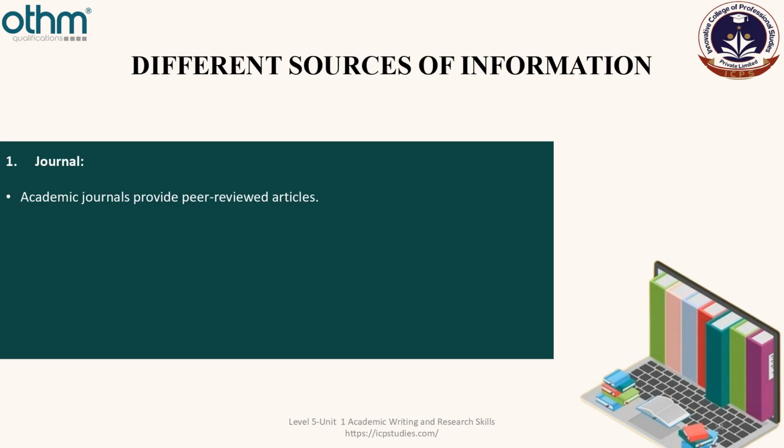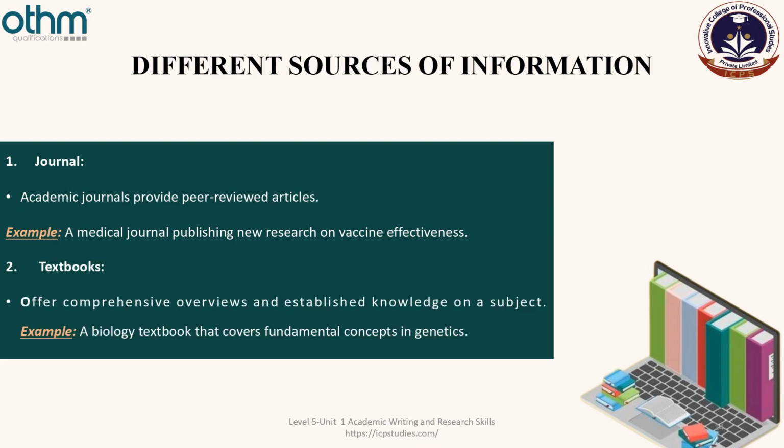The first one is the journal. We have different academic journals that provide different articles about different topics to us. For example, there can be a medical journal that publishes new research on the effectiveness of a vaccine. Then we have another source, that is textbooks.